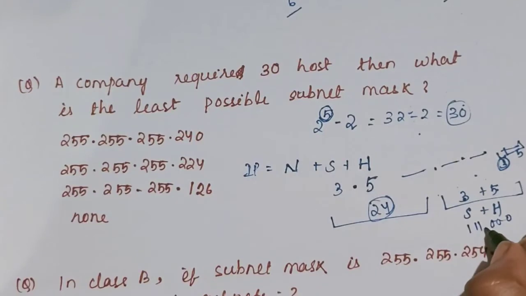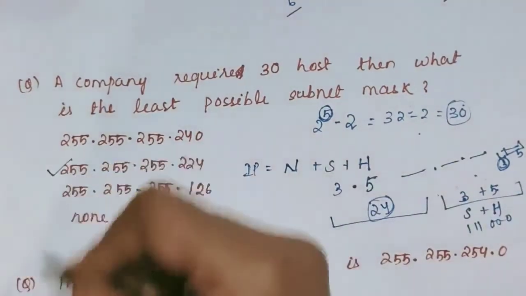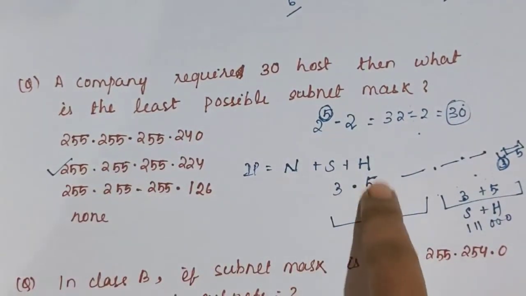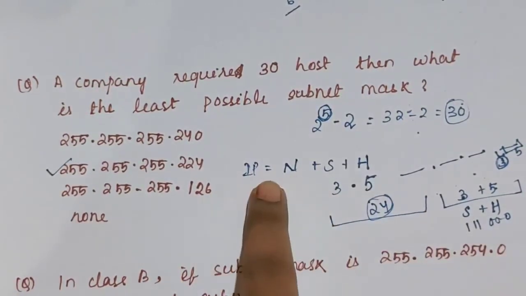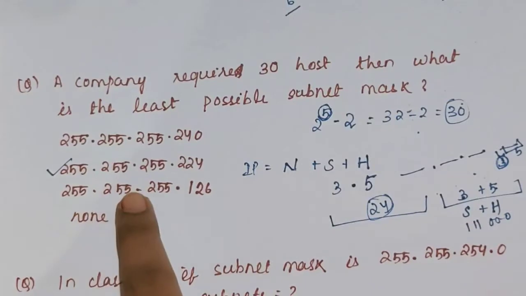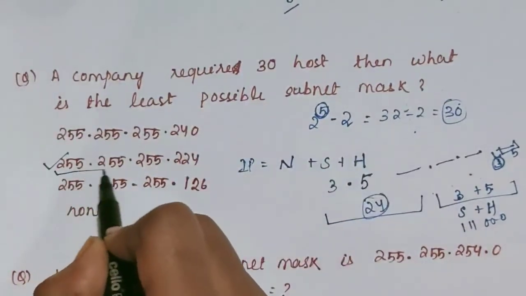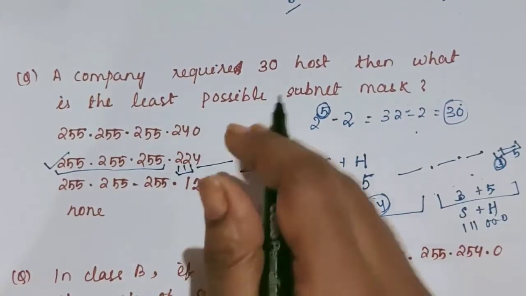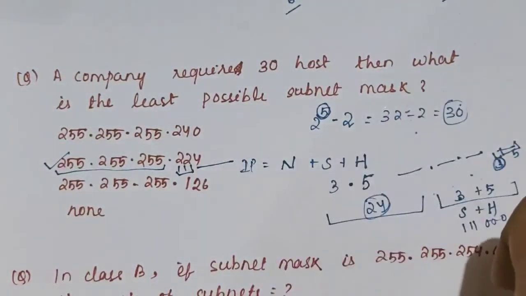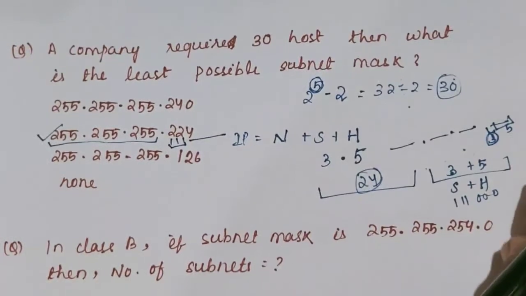So 3 ones is nothing but 224. The answer will be this one. 3 subnet bits are ones and the host bits are all zeros, and all ones before that are for network bits. All ones means 255.255.255. This will be network, and here 3 ones will be for subnet, and all the zeros are for host bits. This is the process to calculate the answer.